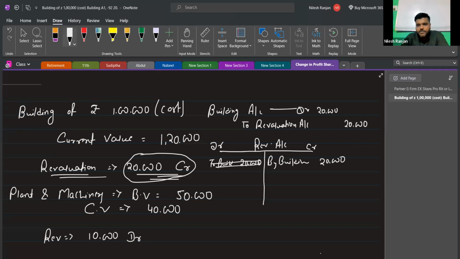So you have to remember this in journal entry. If there is profit in any transaction, then in the journal entry, revaluation will be on the credit side. And if it is a loss, then revaluation account will be on the debit side of the journal entry.